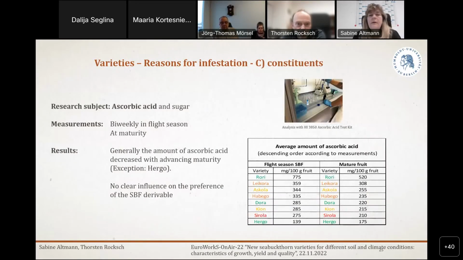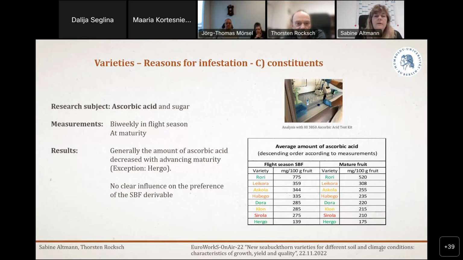When we come to the third part, the constituents of the varieties, here starting with ascorbic acid. We tested ascorbic acid biweekly in flight season and at maturity of the varieties. On the right side, you see the results of the average amount of ascorbic acid measurements. You can see that in flight season, the varieties have a bigger amount of ascorbic acid than in the mature fruits, with the exception of Hergo, where it is almost the same.